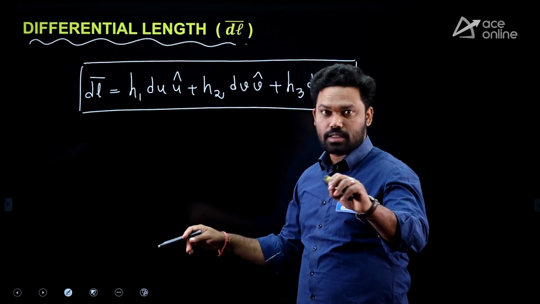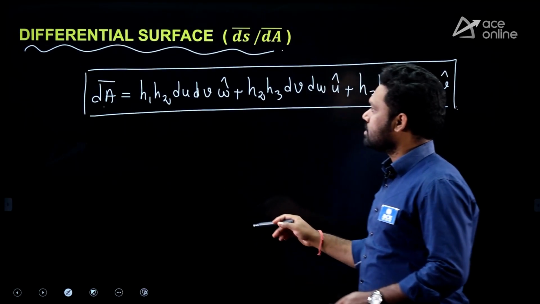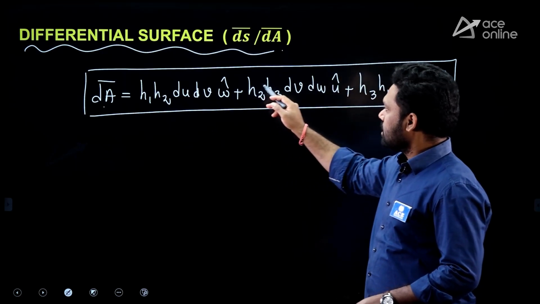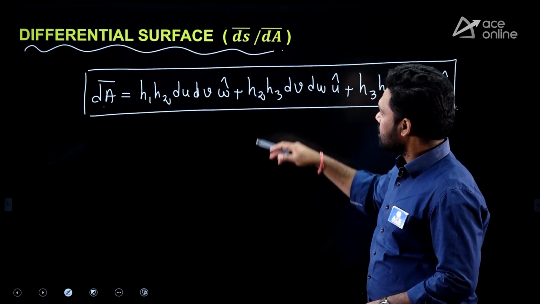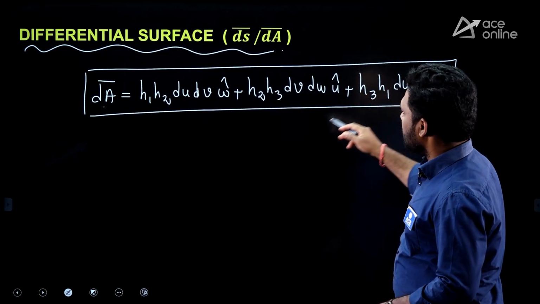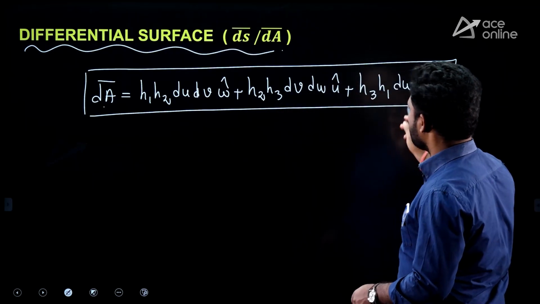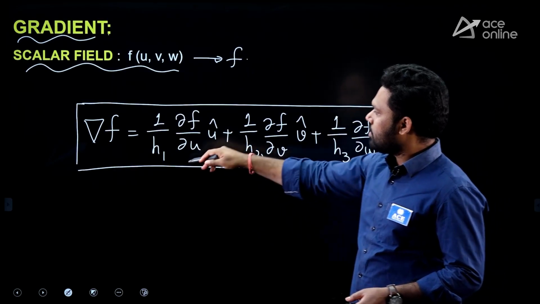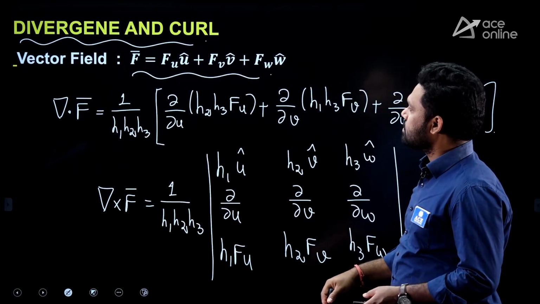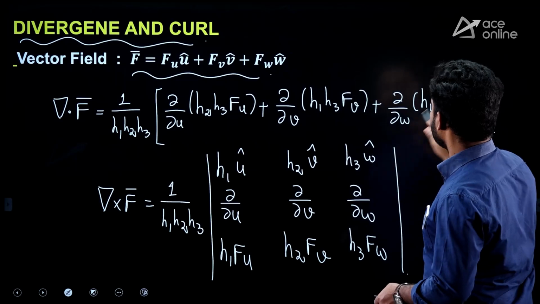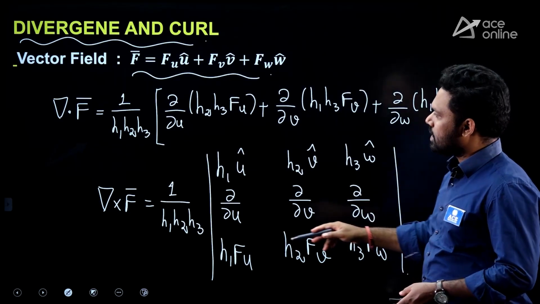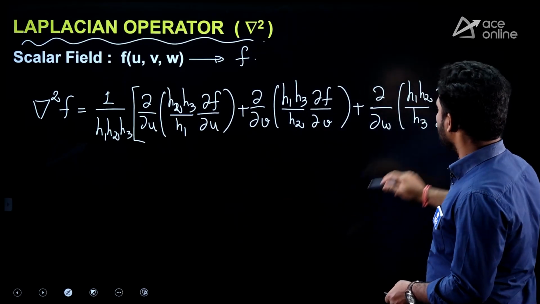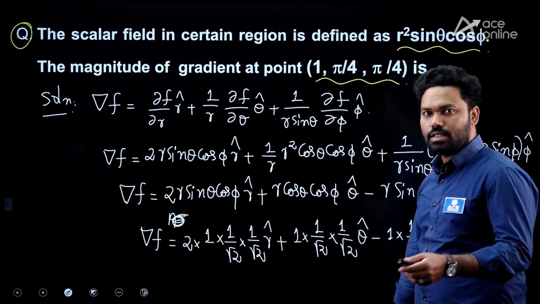In every equation, there is some rhythm: H1, H2, H3. H1 is missing, H2 is missing, H3 is missing. Divided by H1, divided by H2, divided by H3. The scaling factor is 1 by H1 H2 H3. So in every equation, there is some rhythm.